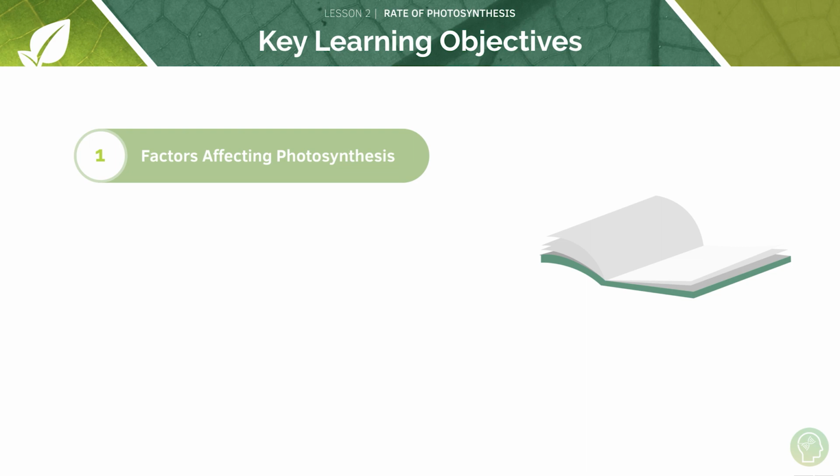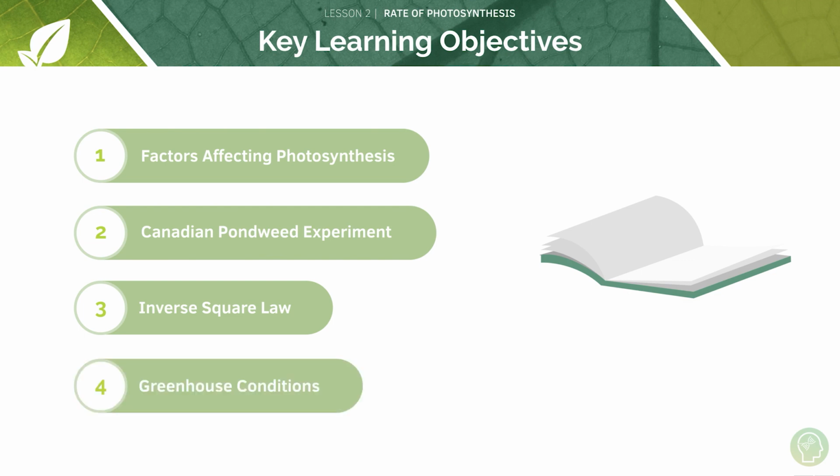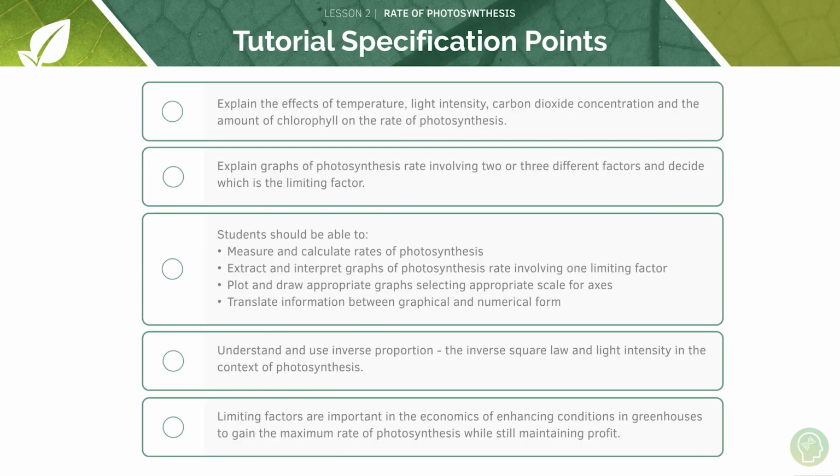So today we're going to be having a look at the factors affecting photosynthesis. We're going to look at how we can measure the rate of photosynthesis using the Canadian Pondweed experiment, and we're going to have a look at how we can use the inverse square law in this. And finally, we're going to have a look at how farmers might control rates of photosynthesis in order to optimise the yields of their crops. And so we're going to have a look at greenhouse conditions.